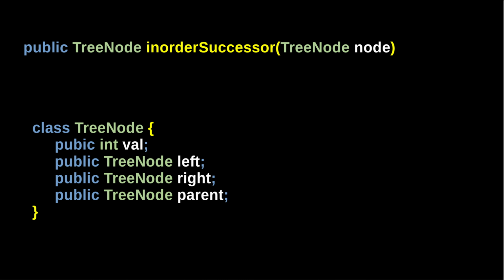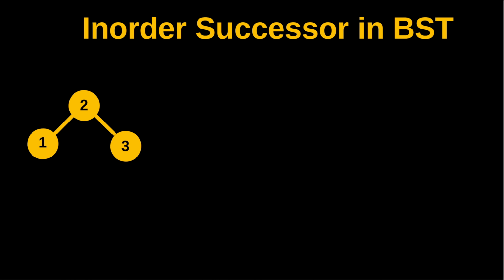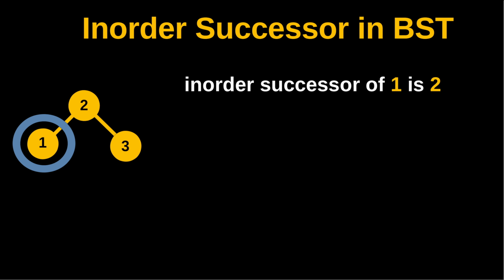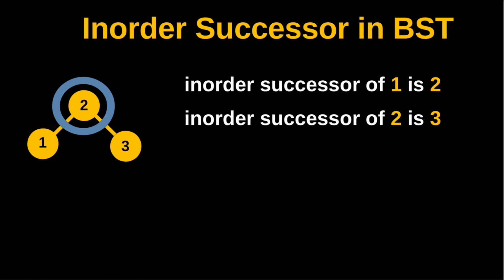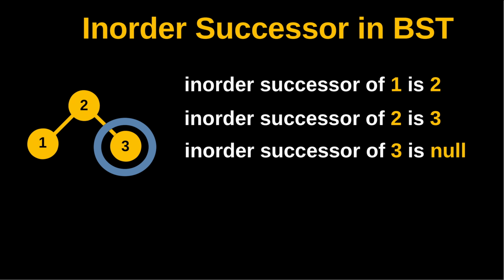First, let's talk about BSTs. So this is a simple BST. You have the root node on top, and you have a left child and a right child. The left child has a smaller value than the root node, and the right child has a bigger value. So what is an in-order successor? If we are looking for the in-order successor of 1, that will be 2. If we are looking for the in-order successor of 2, that will be 3 in this tree. And if we are looking for the in-order successor of 3, there is none in this tree.